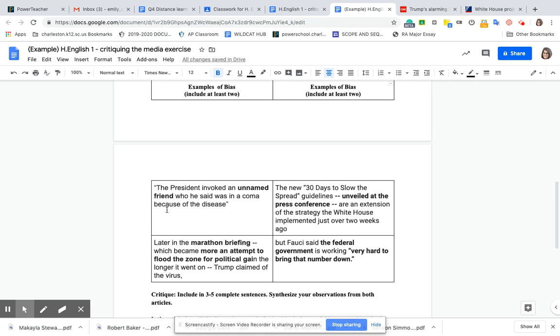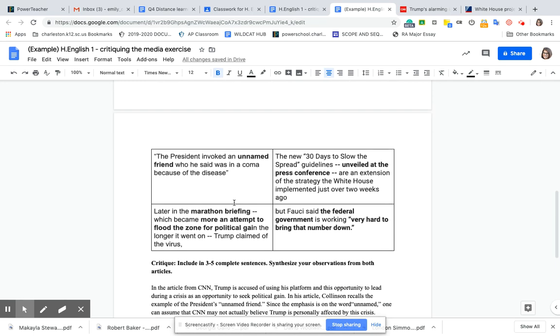The president invoked an unnamed friend who he said was in a coma because of the disease. And later in the marathon briefing, which became more of an attempt to flood the zone for political gain, the longer it went on, Trump claimed of the virus, and it continues. So I really wanted to focus on the unnamed friend. Because if someone says to me, yeah, I know somebody, but never tells me who they know or how they know them, I'm not going to think they're as credible. So, in my opinion, this was a shot at his credibility.